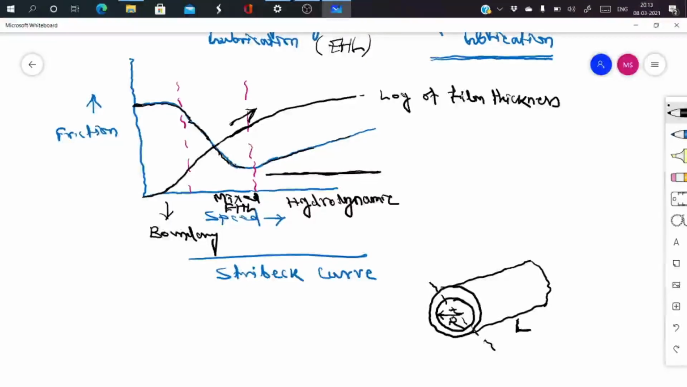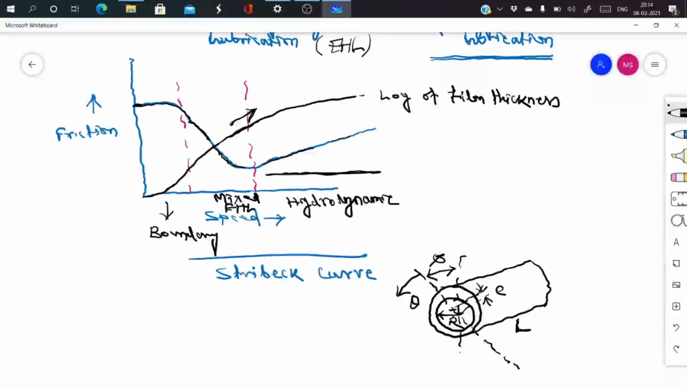Now if you take a vertical line from the journal center, this angle is the attitude angle, which is called phi, and the distance between the bearing center and the journal center, measured along the line connecting them, is epsilon. Now if you take this line as your coordinate system, you start measuring everything from here. So theta you can take as a variable and measure everything in the r theta coordinate system.